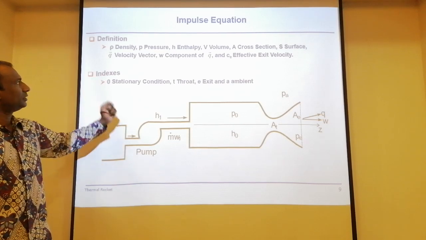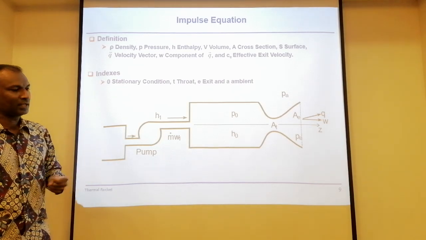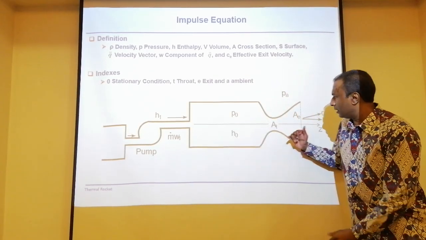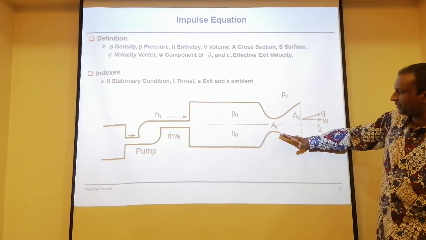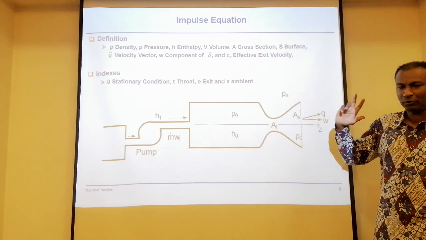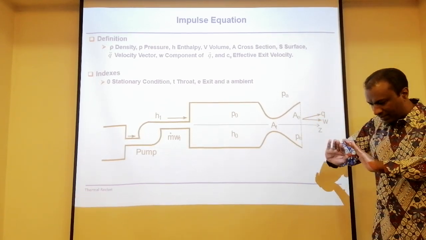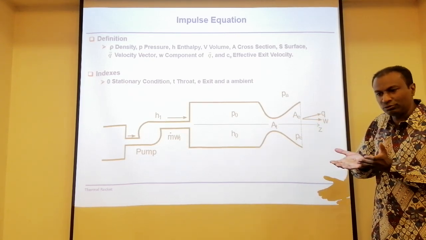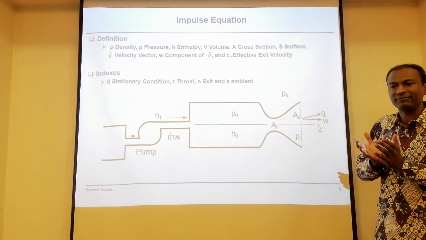Now, the definitions: rho, density, as all of you know; P, pressure; H, enthalpy; V, volume; A, cross section. A is cross section. Surface is this surface. So you have two important surfaces here. When you look at the nozzle, the surface around it, inside, that is the surface of the nozzle inside. It's very, very important to really look into the profile of that exit velocity.